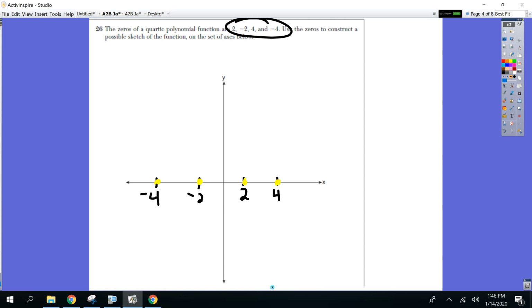But now how's it go otherwise? Where's it going to start? Where's it going to end? How many zeros are there? 4, which means the biggest exponent on this equation has to be 4, right? So it's got to be like x to the 4th. Now I'm going to dig something up from last year. If the highest exponent is even, do you remember how the graph started and ended?